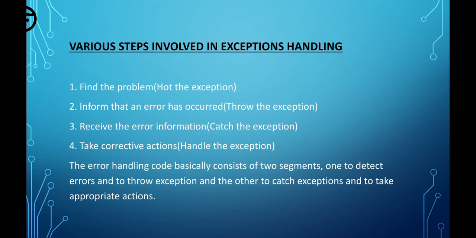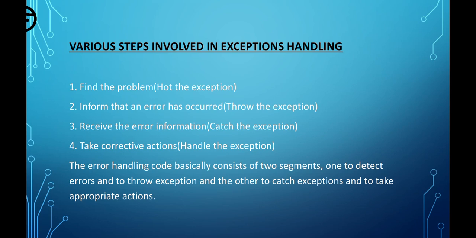So how to handle exceptions in Java? We need to take 4 steps. Firstly, you should find the exception. Find is nothing but identifying the problem, where it occurred. Thereafter you have to throw the exception, nothing but informing that an error has occurred. Thereafter you have to catch the exception, nothing but receiving the error information. Thereafter take corrective actions, nothing but handling the exception.